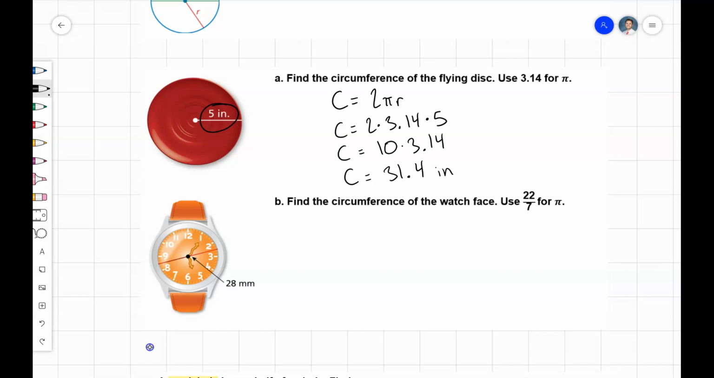Okay, then part B says find the circumference of the watch face. Use 22/7 for pi this time to practice both. For this one, you can see the diameter is 28 millimeters. So C is equal to pi times the diameter, and that'll be 22/7 times 28. That works out nicely for us because we can simplify here. 28 divided by 7 is 4, and 7 divided by 7 is 1. So our circumference is equal to 22 times 4, which is 88 millimeters.